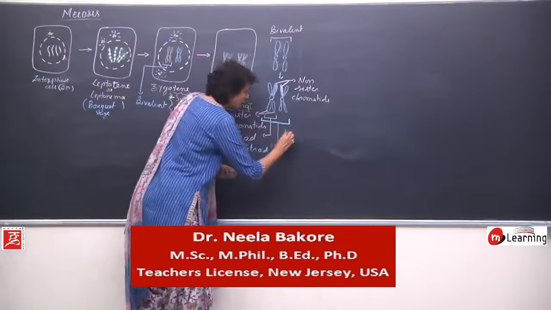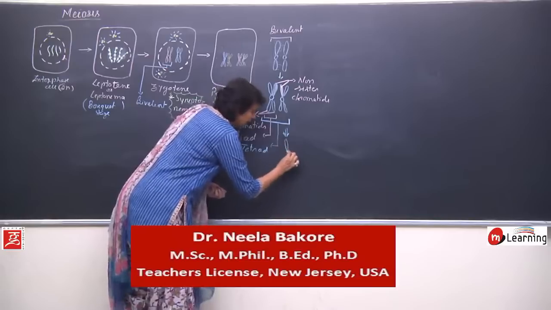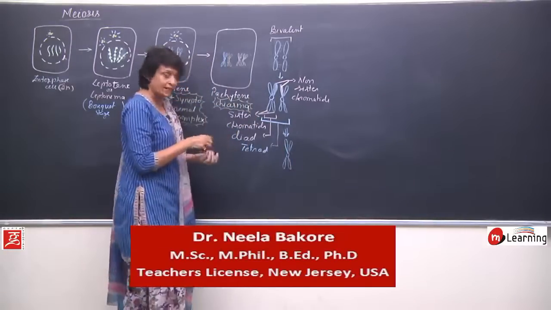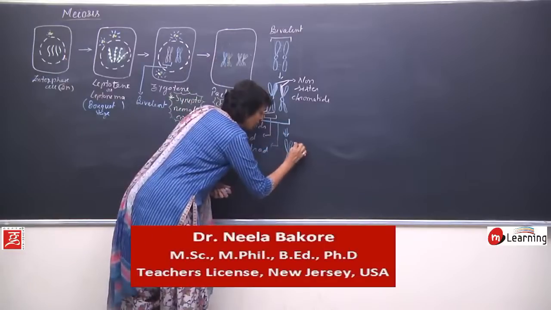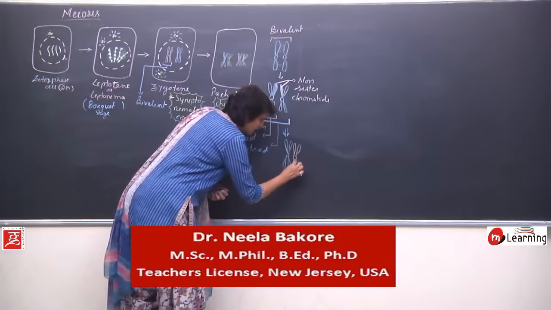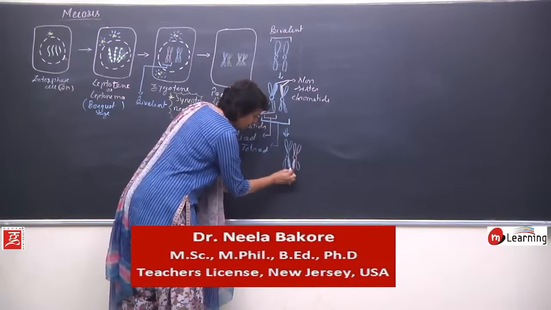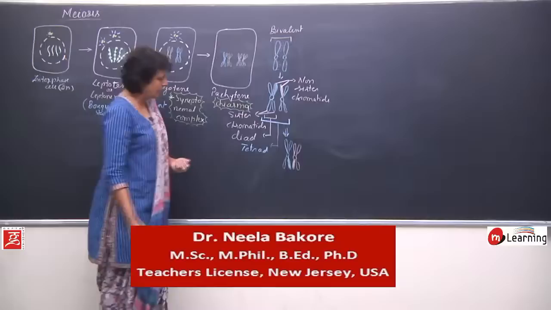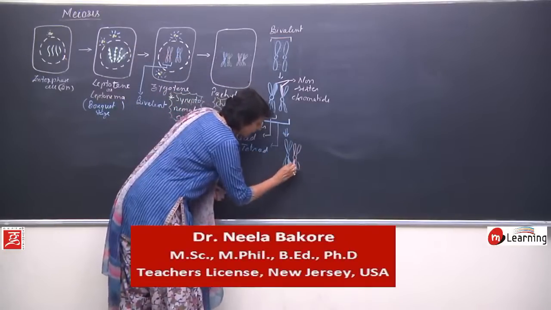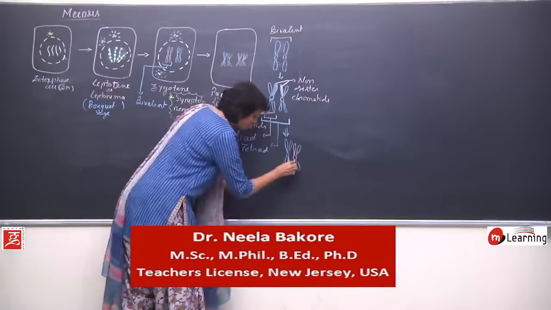So now if crossing over is taking place, then how will it look? This is one chromosome and its chromatids. This is its homologous pair and its chromatids. Suppose crossing over is taking place between these 2 non-sister chromatids. So these non-sister chromatids will overlap. They will make a cross.